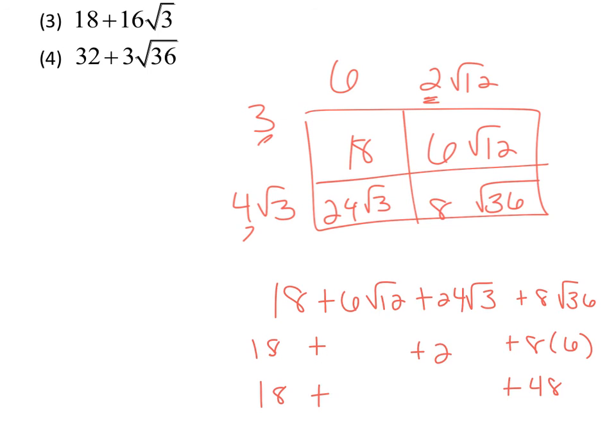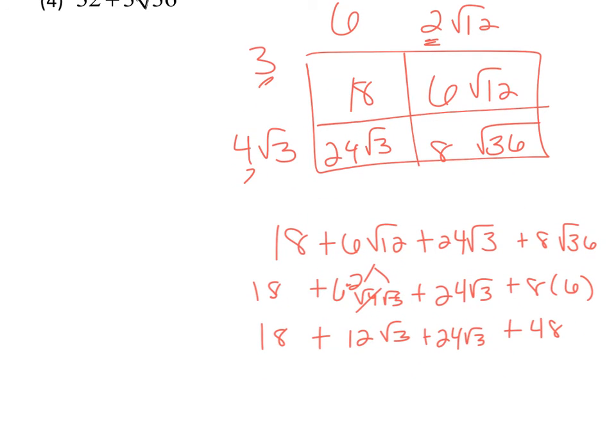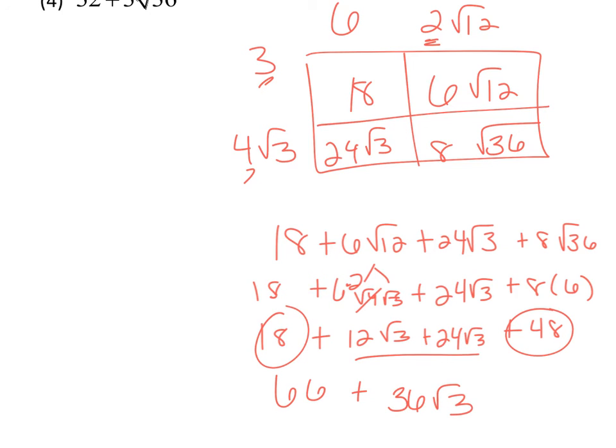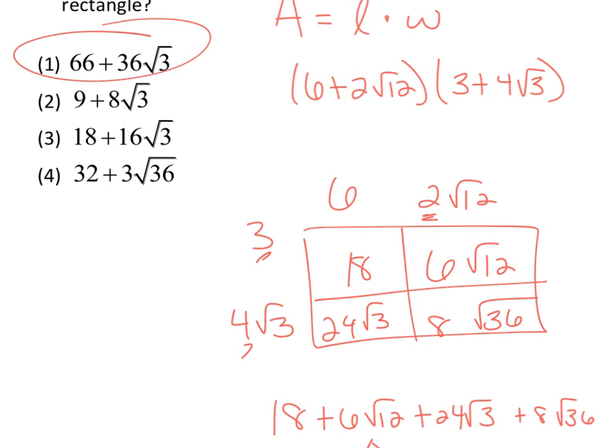And 18 is already done, so I will just write that down. Okay, and 24 is also already simplified because square root of 3 cannot be broken down any further, so the only thing I have to simplify right here is 12. And we know that 12 breaks up into the square root of 4 and the square root of 3. And square root of 4 is 2. So 6 times 2 is 12, rad 3. And then you're just going to combine. Well, let's see. 18 plus 48, that is 66. These are like terms here. And then these guys combine to 36, rad 3. And looking at your choices, that would just be choice 1.